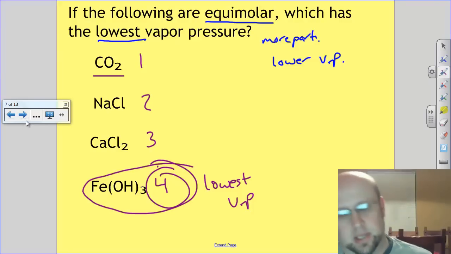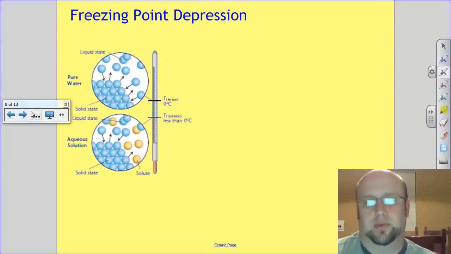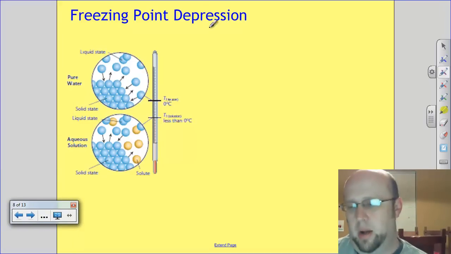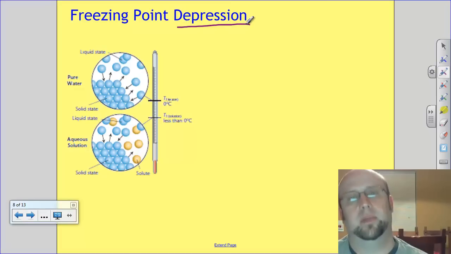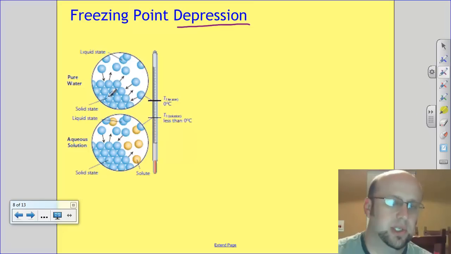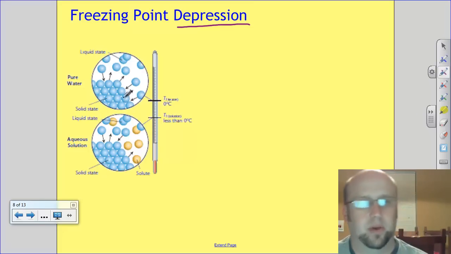So I promised at the beginning that we would talk a little bit about why we would add salt to roads, and that all has to do with something called freezing point depression. The word depression means lowering, or a low point. So what this means is that colligative properties say that if we add particles into a solution, we depress or lower the freezing point. Now, how does that work?